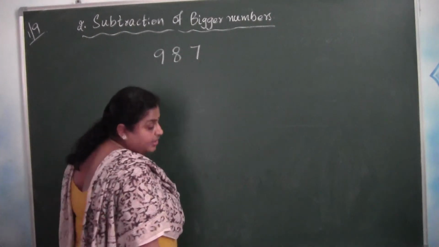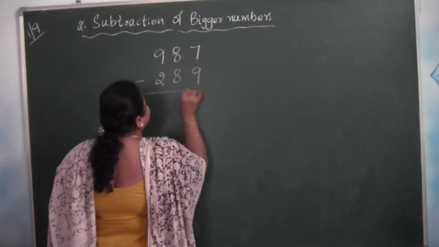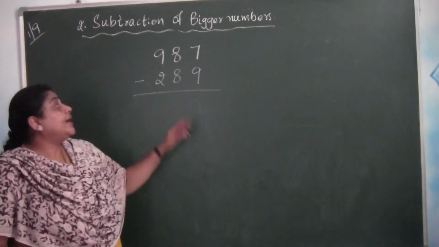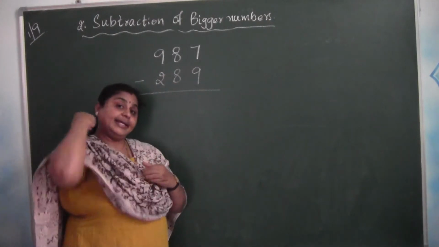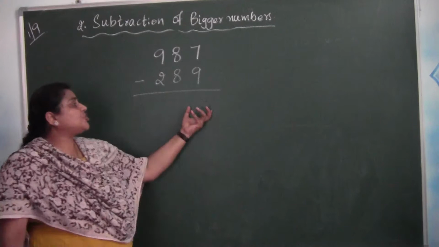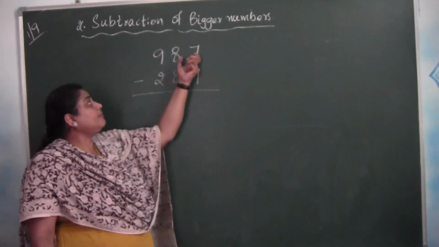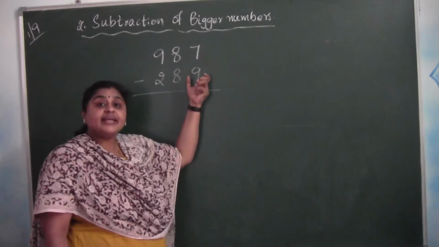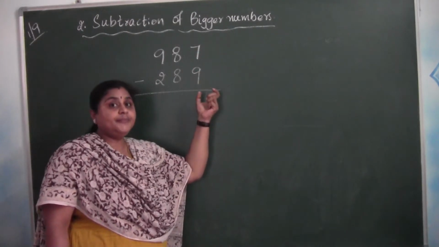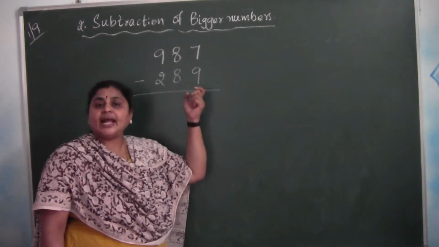987. From 987 you are subtracting 289. Now subtraction starts always from the last. Got it? Now from 7. From 7 can I subtract 9? No. From smaller number I cannot subtract the bigger number.